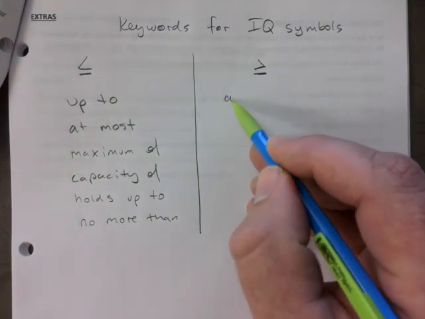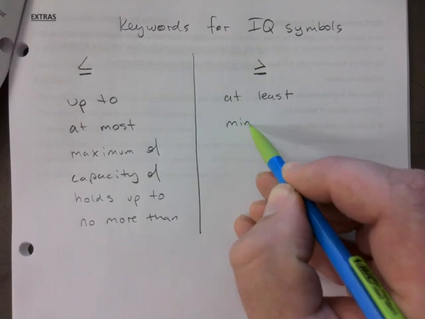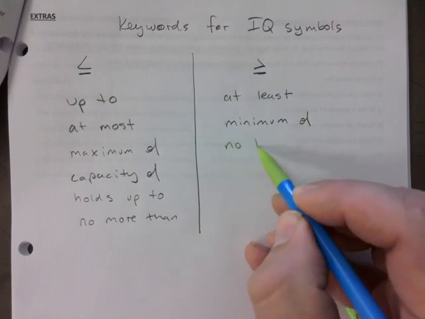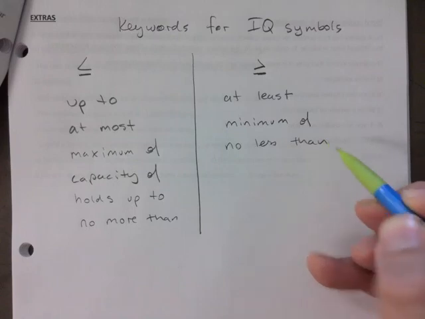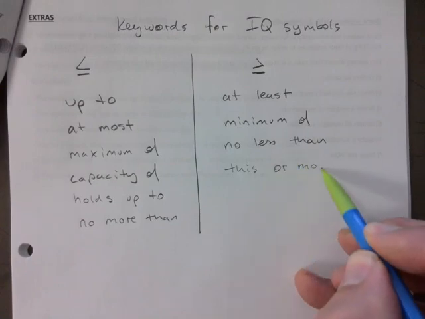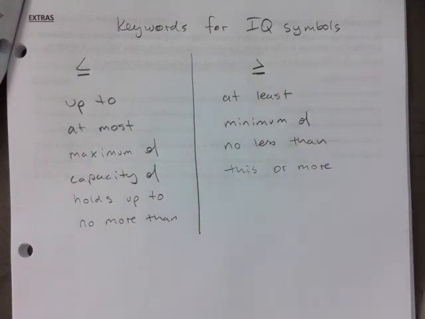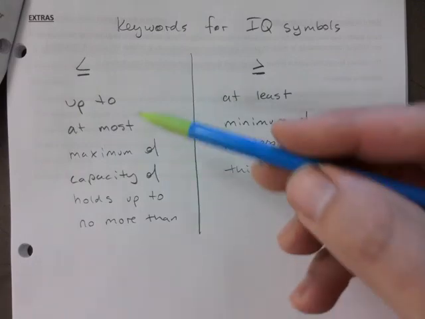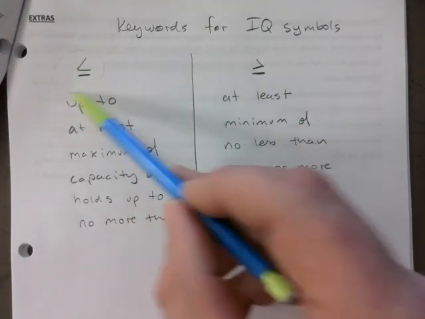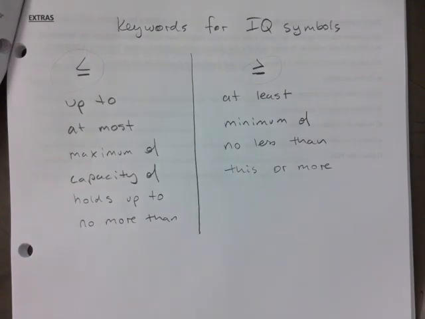If it says at least, minimum of, no less than, this or more, like this many or more, you want to use that inequality. Is this covering every scenario? No. Maybe on your study sheet, you're going to have to note which one this applies to, this particular situation. Is it talking this scenario or this scenario? But you've got lots of variations for each inequality symbol.